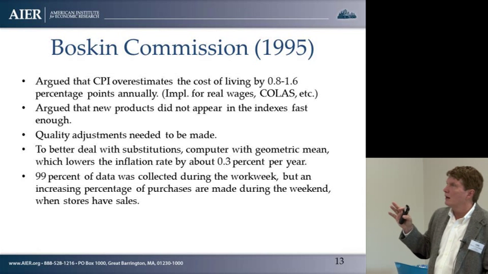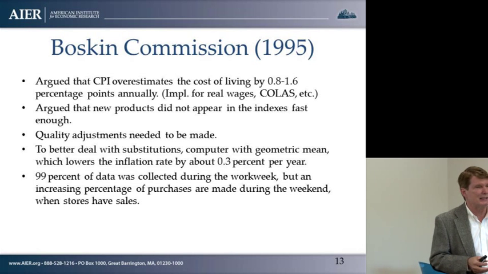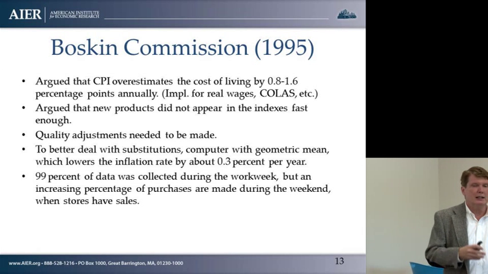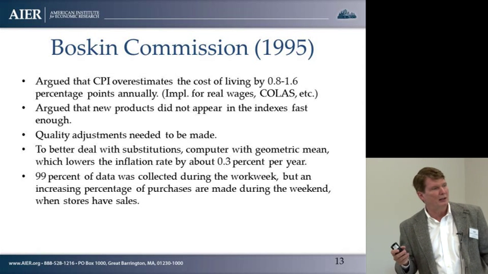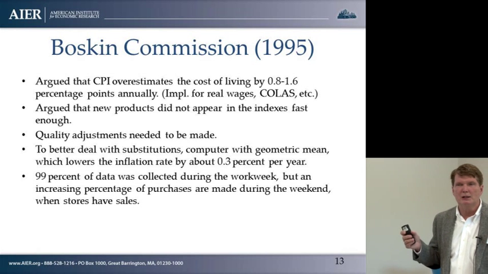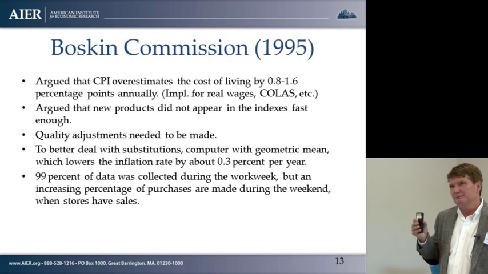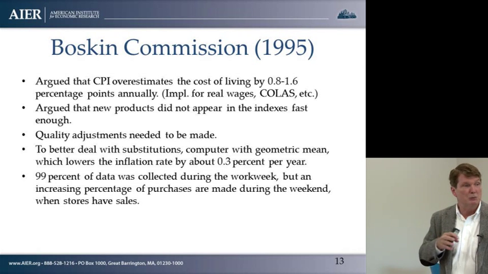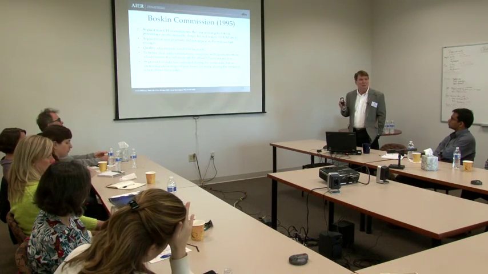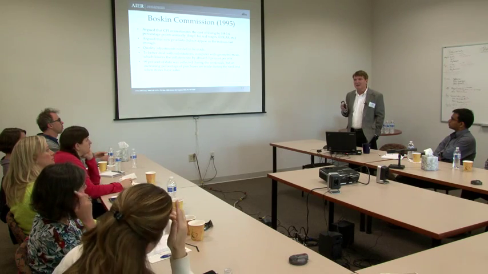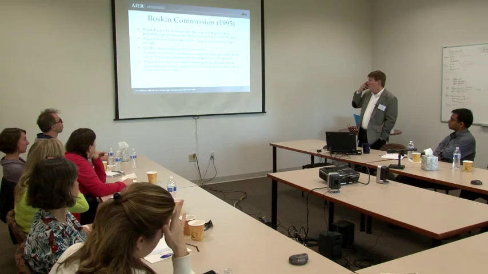The commission also argued that new products did not appear in the indexes fast enough, that a lot of new high technology products, flat panel TVs and cell phones and other things, weren't hitting the indexes quickly enough, and their effect wasn't being taken into account enough. Well, this is where the PCE, if it gets bought and sold, it's in the index. Nobody had to pick a shopping list. It's whatever got bought and sold. So the PCE solves that problem.